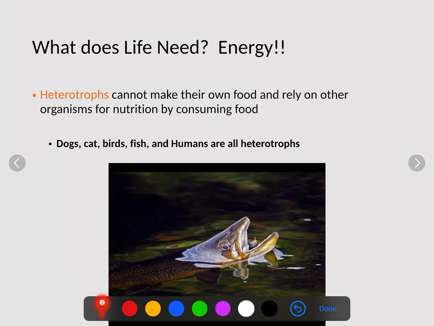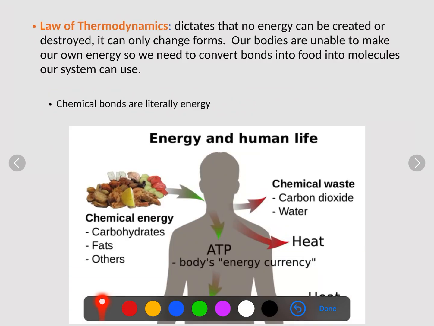Now, some organisms need to eat their food, like our trout right here. This trout's eating a mayfly. This is referred to as a heterotroph, and they cannot make their own food and rely on other organisms for nutrition by consuming that food. So what they do is they consume carbohydrates, and those carbohydrates are broken down to produce ATP in the body. Dogs, cats, birds, fish, and humans are all heterotrophs because we have to eat our energy.